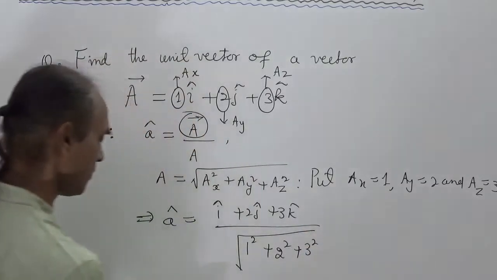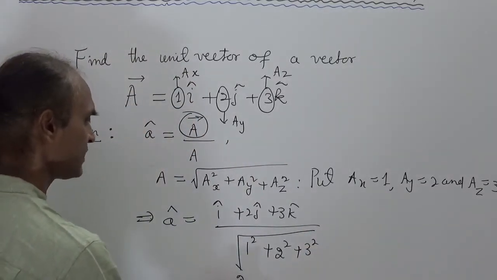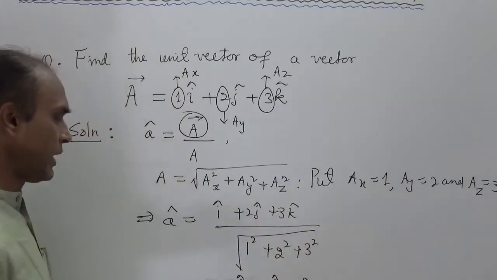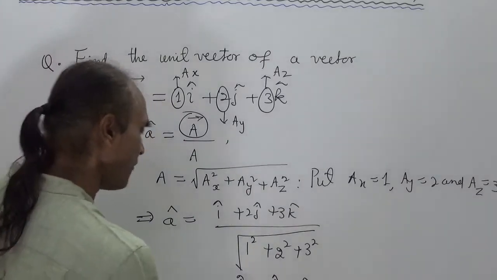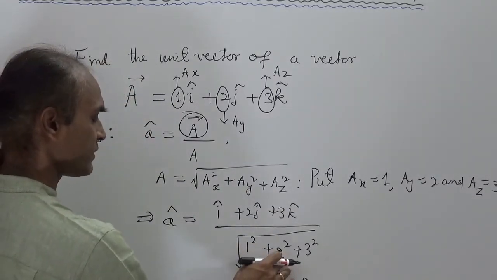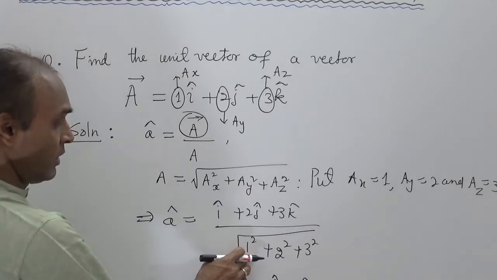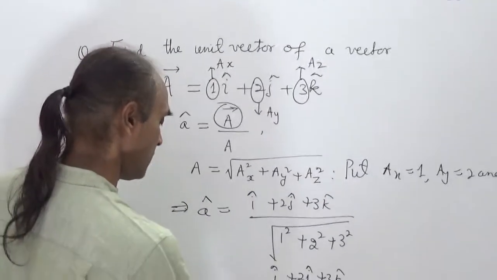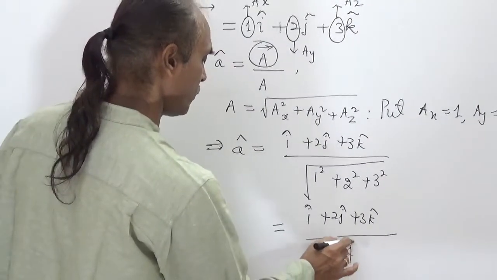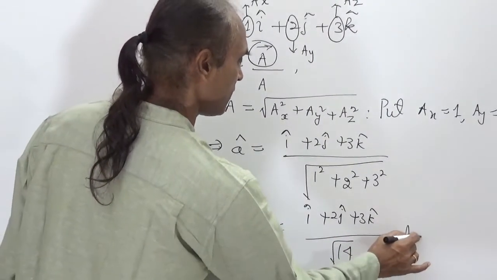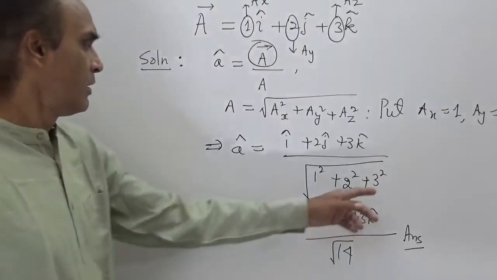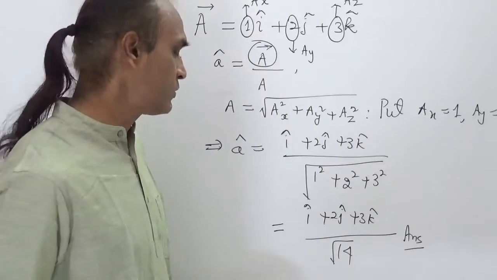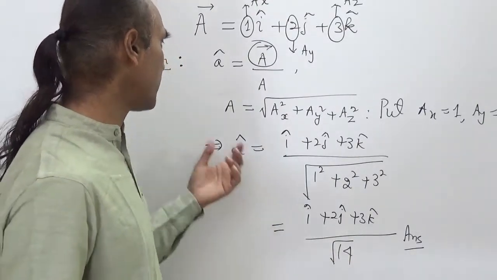So next step, we are getting i cap plus 2j cap plus 3k cap upon, 1 square is 1, 2 square is 4, 4 plus 1 is 5, 3 square is 9, 9 plus 5 is 14, root 14. This is the answer. 9 plus 4, 13, plus 1, 14, square root of this. So this is the unit vector of the given vector.